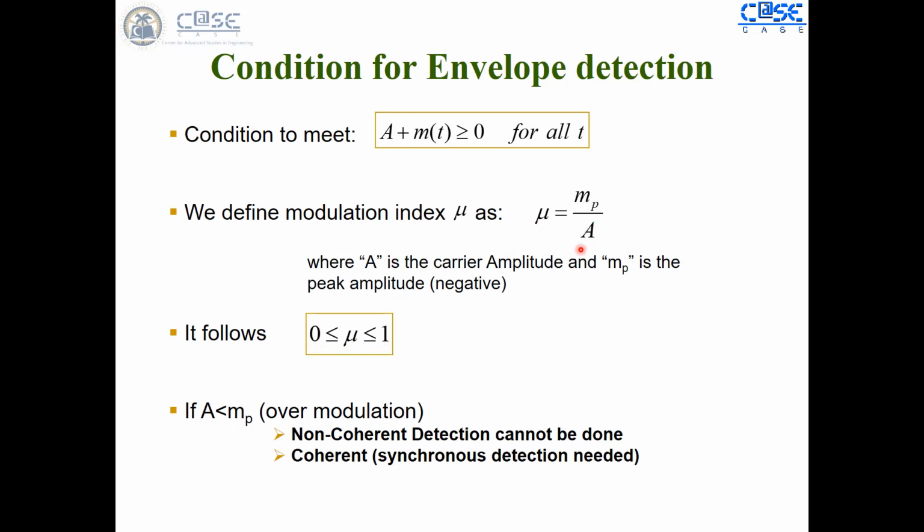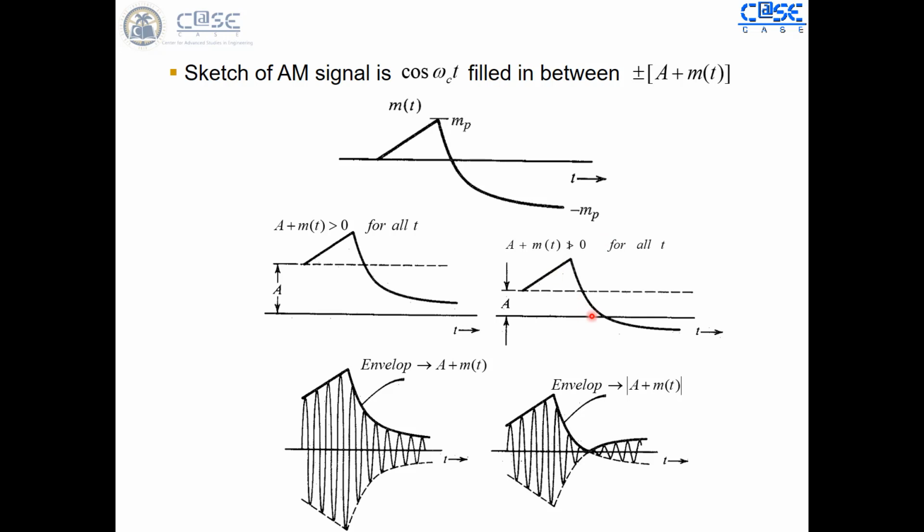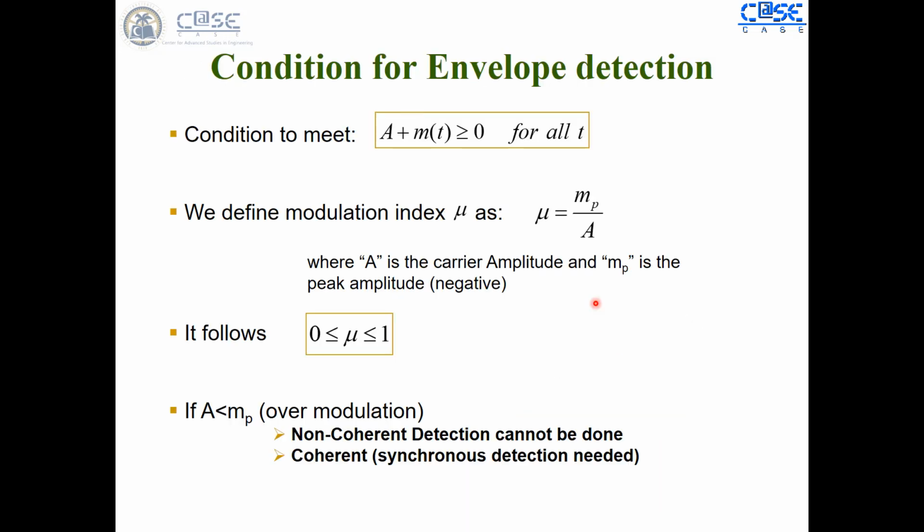The maximum value of A can be infinity, and the minimum possible value of A can be MP. We cannot reduce the value of A below MP. What will happen if we do that? Some portion of the message signal will remain less than 0 for some times, and as a result we won't be able to use envelope detectors at the receiver end. So A cannot be less than MP. That's why the requirement for mu in order to make envelope detection possible is that you have mu within this range, from 0 till 1.